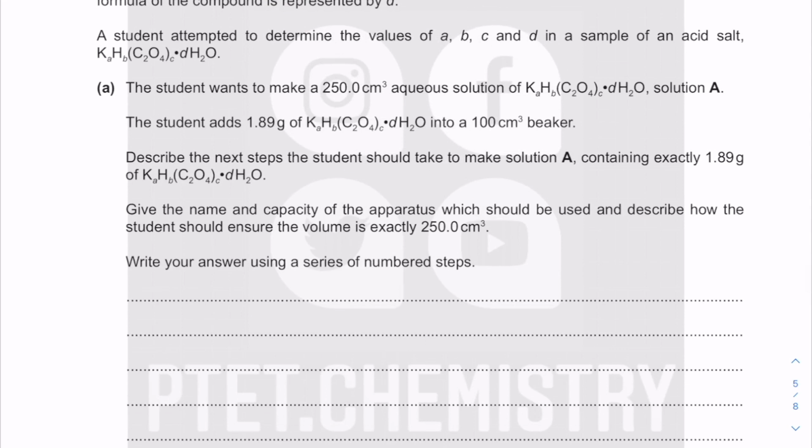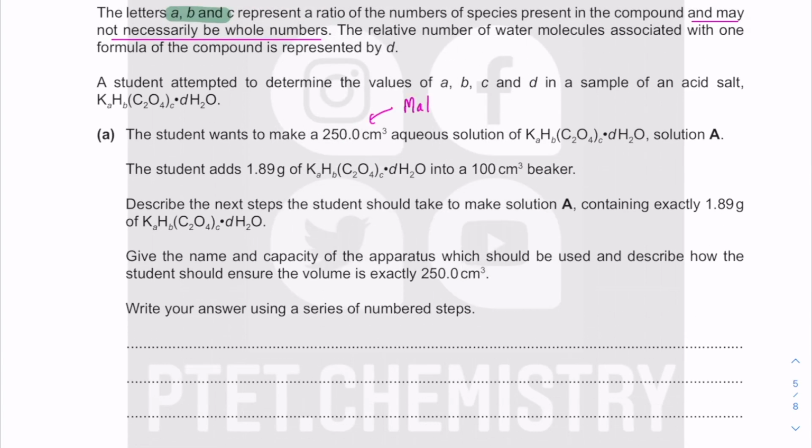Question A, a student wants to make 250.0 cm cube. So this is the classic making up a stock solution. Speaking of which, there is an experimental tutorial video series on my channel. It's on the experimental video playlist where I actually did show you an example, actually demonstrate in terms of the apparatus used and explaining all these steps by making a stock solution of something else, which is not this one. But this is basically the idea of making a stock solution.